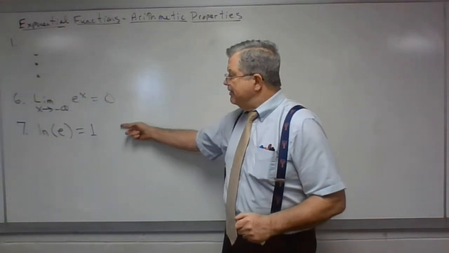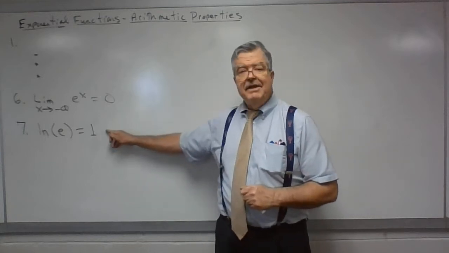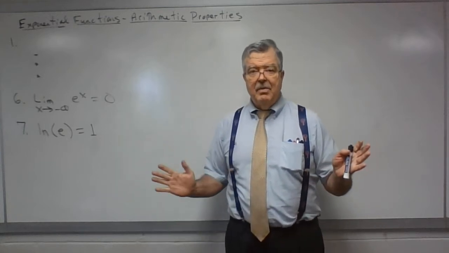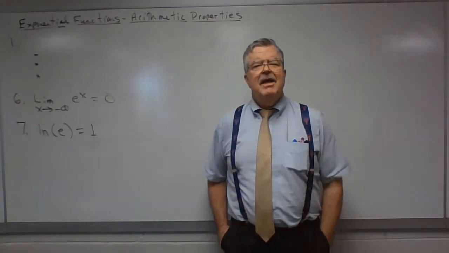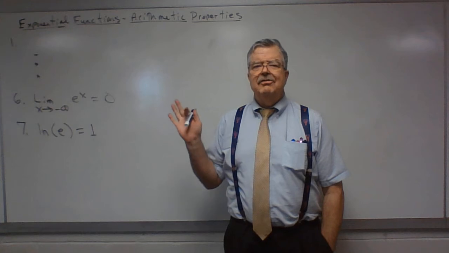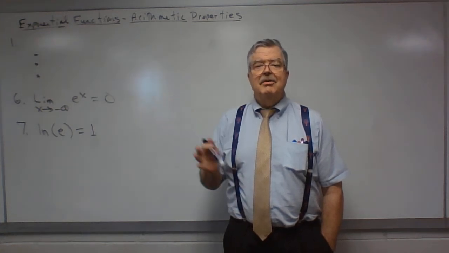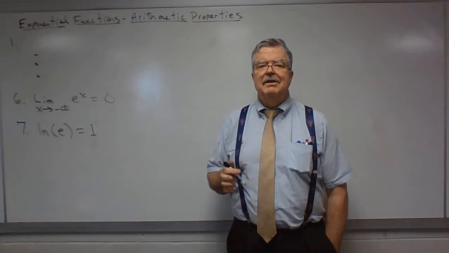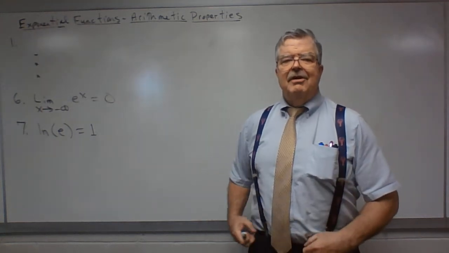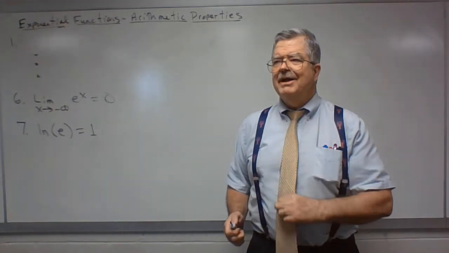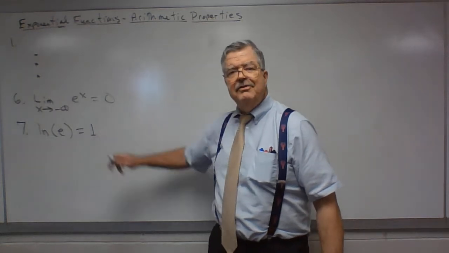That 7th property is the natural log of e is equal to 1. That's something that we should know, and it's something that's easily derived from the other properties of the exponential and logarithmic functions. As a matter of fact, let me waste a little bit more time just to justify this statement.